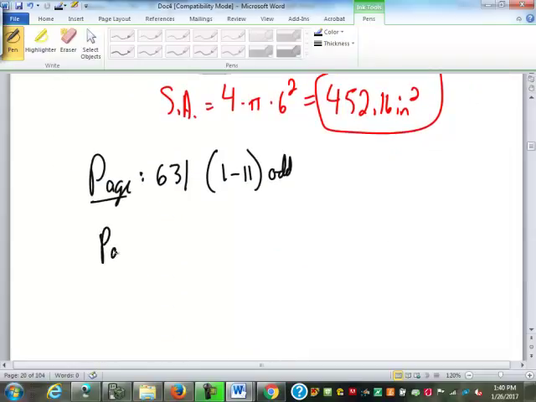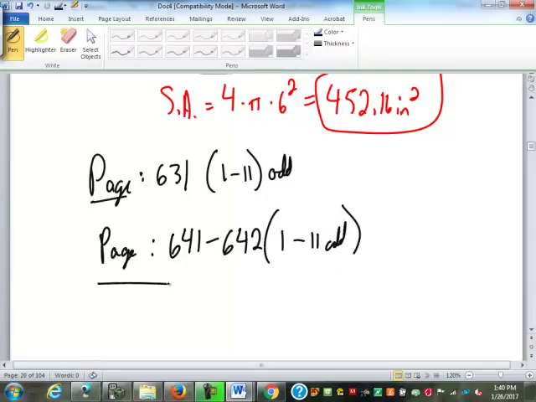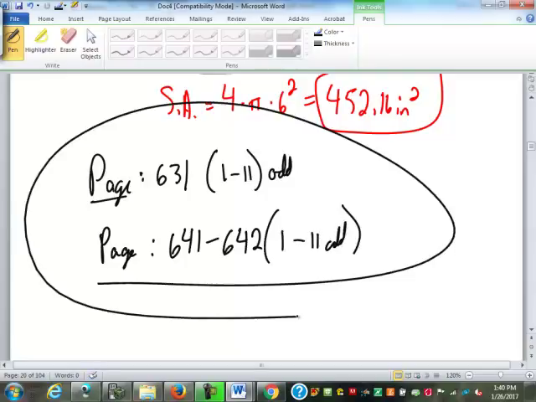So, the last little bit I'm going to have you guys do for review assignment in the big book still. Page 631, 1 through 11 the odd. Page 641 through 642, 1 through 11 the odds. Pyramids, cones, and spheres. You got 10 minutes to get a good start on it. And then you'll be back here tomorrow, same bat time, same bat place.